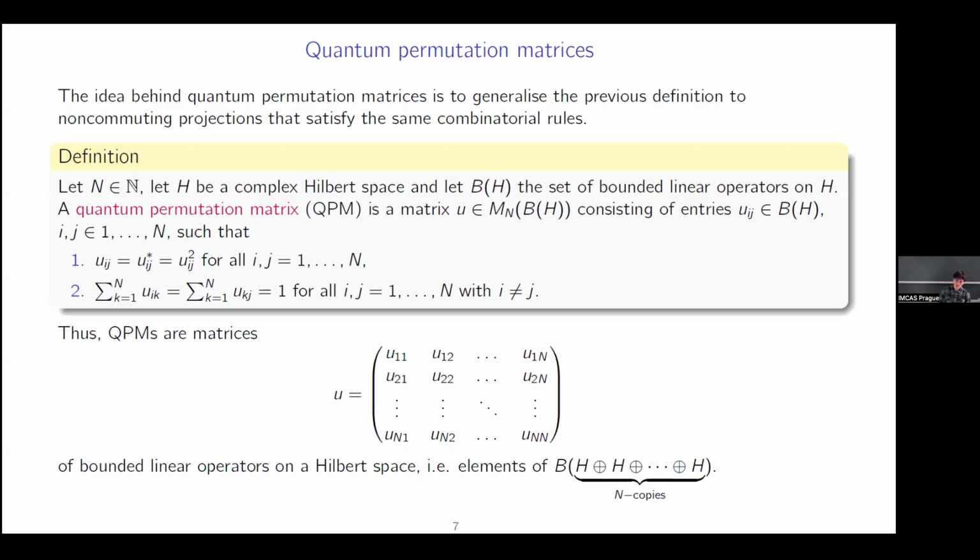So let us maybe write down explicitly what a quantum permutation matrix looks like. It is essentially what you can think of coming from the definition. We have n times n matrices made up of bounded linear operators on a Hilbert space, or in the finite dimensional case, we can think about those entries u_ij as submatrices that build up our new matrix. Those are essentially elements of the bounded linear operators over the direct sum of n copies of the Hilbert space with itself.